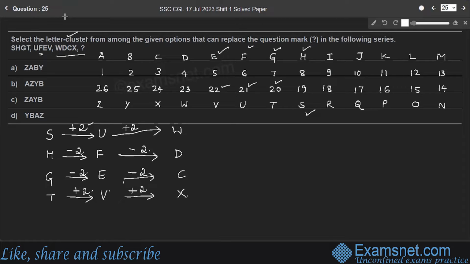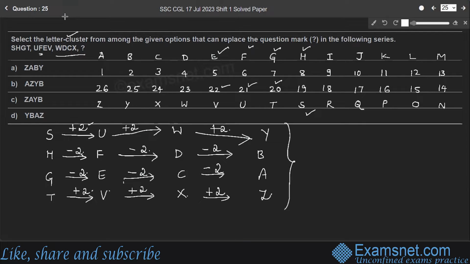So WDCX. Let us take the next letter cluster. Right, first letter plus 2. W plus 2 is 25, which is Y. D minus 2 is B. 4 minus 2 is 2. And C minus 2 is 1, which is A. And X plus 2 is 26, which is Z. Therefore, the last letter cluster is YBAZ. Right? So look at the options. Option D is the right answer.